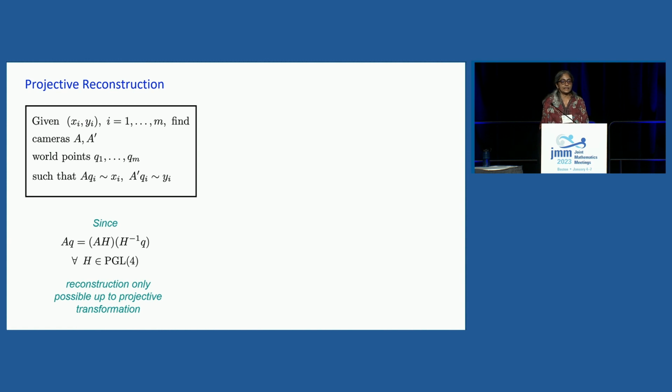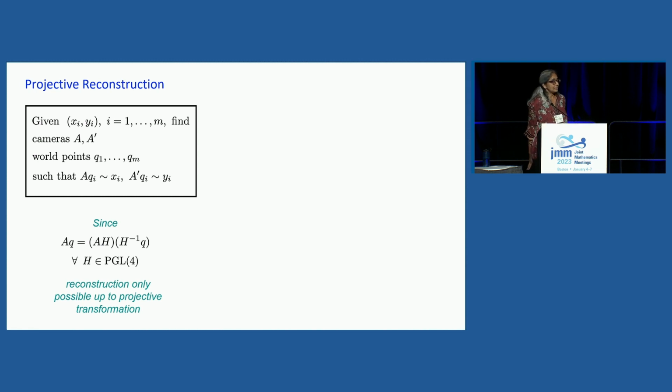Okay, so because we have a projective camera, there is a slight caveat to what you can actually reconstruct. So if you think about it a little bit, if I take the product A times Q, then I can stick a 4x4 invertible matrix H in the middle of A and Q. So I can rewrite A times Q as AH times H inverse Q. That doesn't change the product. And this is possible for every H that is in PGL4. So general linear group, that's up to scale, 4x4 invertible matrices.